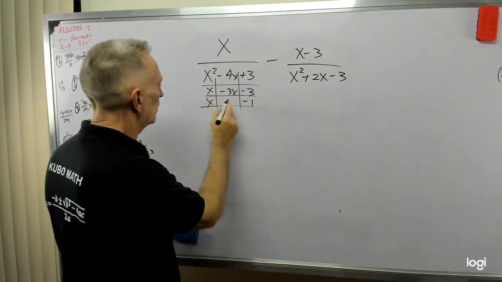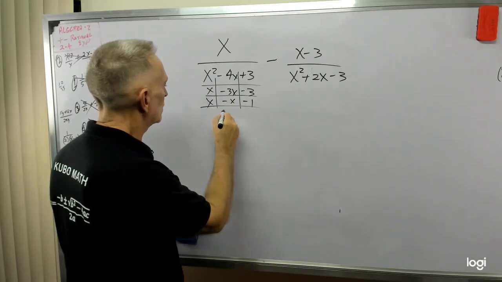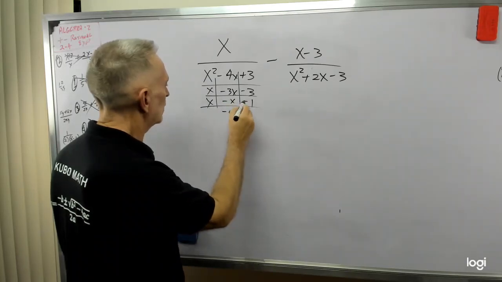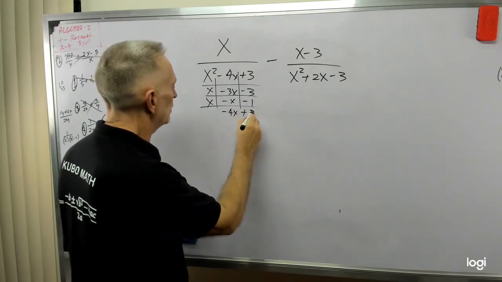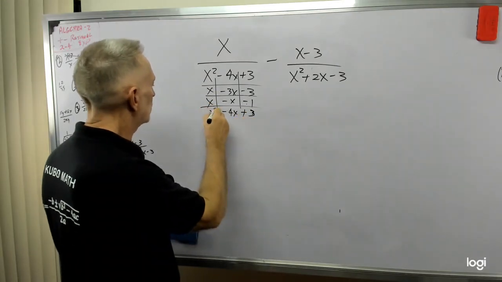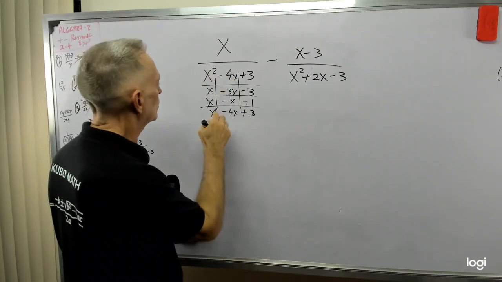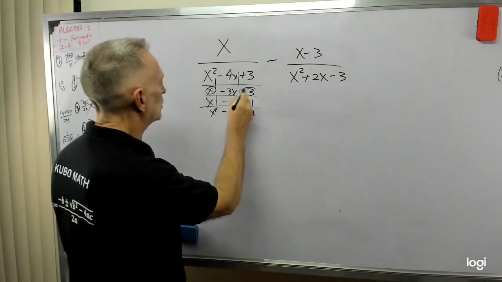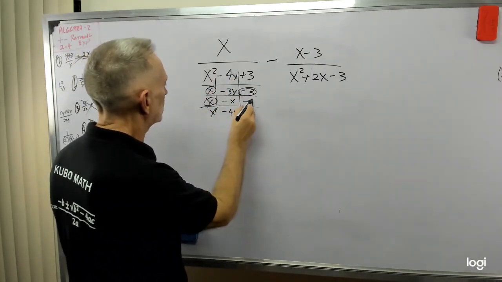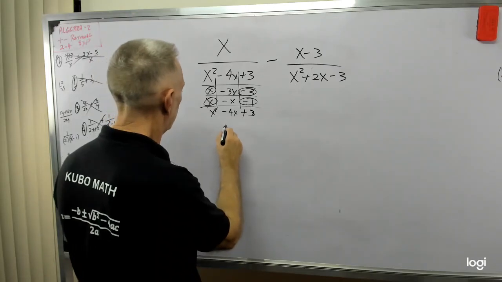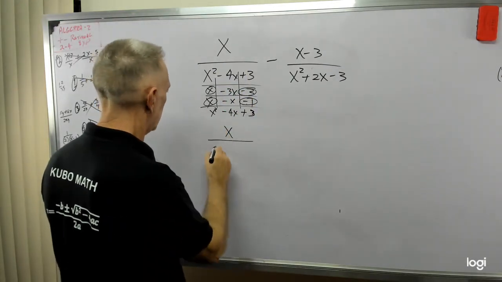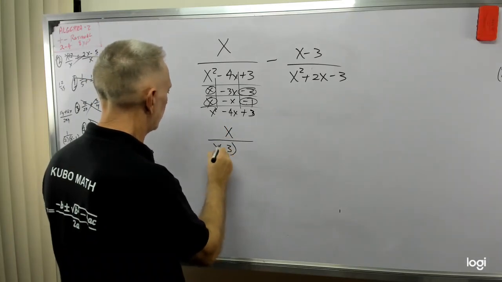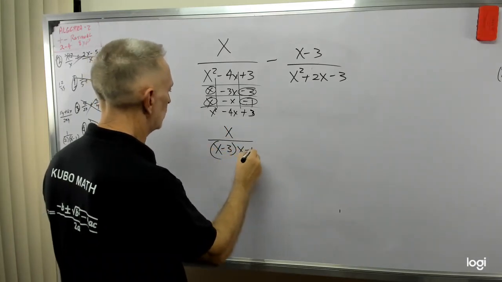We're multiplying the diagonals, minus x, add that, that's negative 4x. Negative 1 times negative 3 is a positive 3. X times x is x squared. So that gives me what I started. So I have x minus 3 and x minus 1. So I have this original x over x minus 3 and x minus 1.